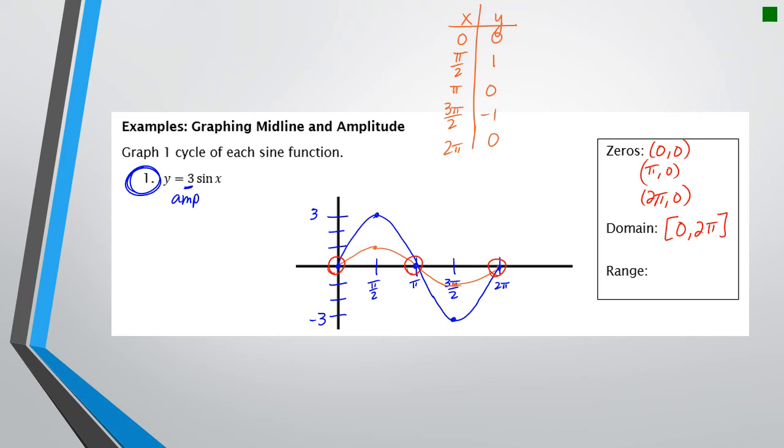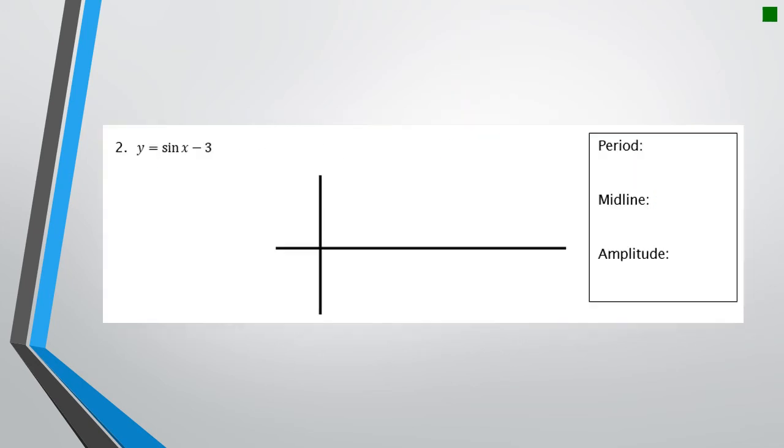And then our range is talking about all the y values that this function takes on, which would be from the lowest point at -3 to the highest point at +3. This graph doesn't have an amplitude change, but rather it has a vertical change. So this is going to be the same as our parent function, but it's going to be shifted down 3 units because of this -3.